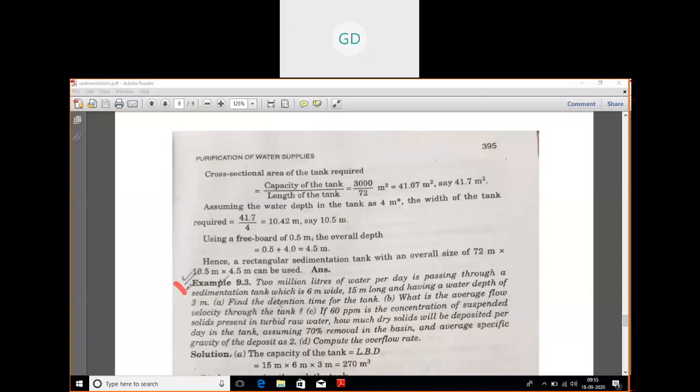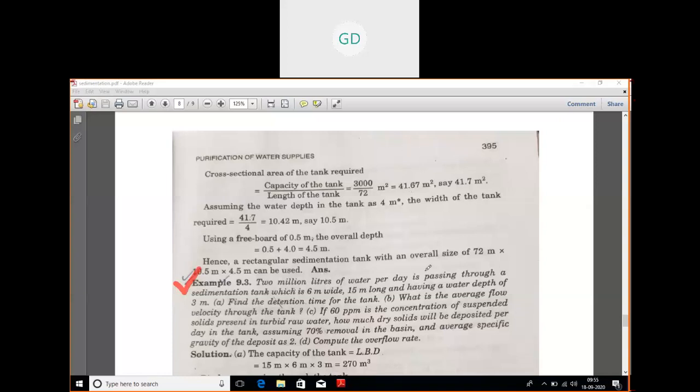First you try to do it without looking at the answer. After that, if you are not able to do it, then try to see the answer and then do it. But first you should try a numerical without seeing the solution.